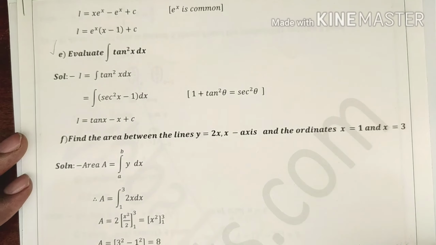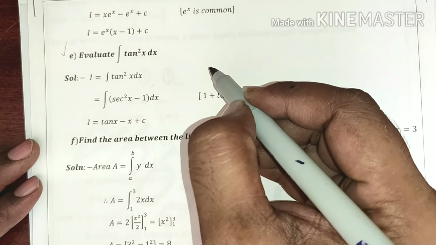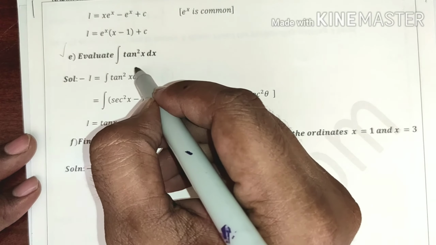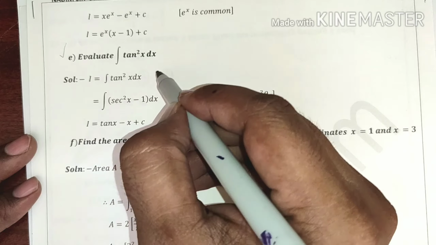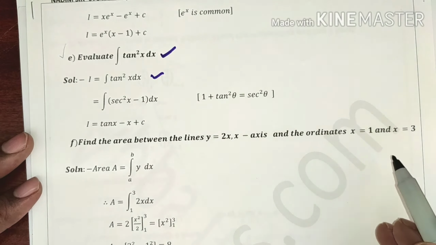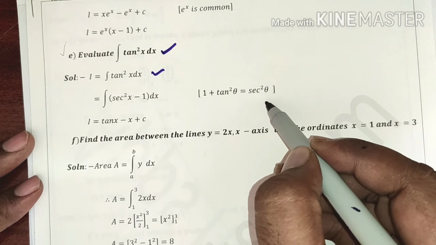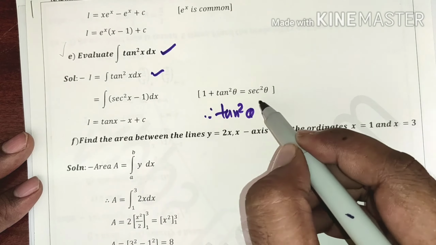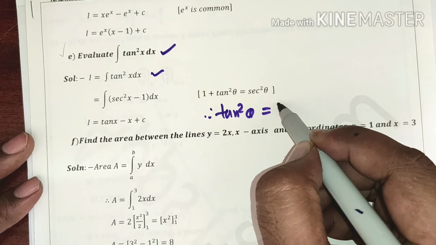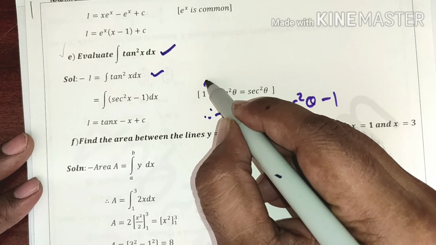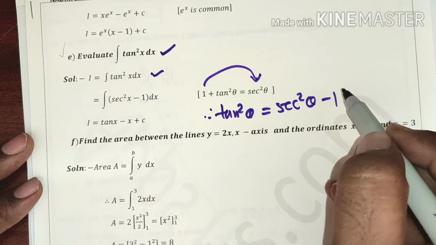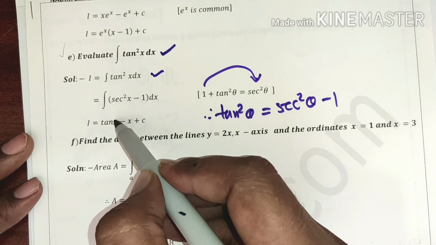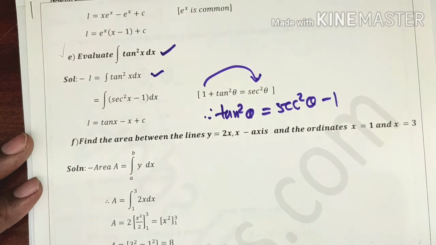Today our topic is integration, and we see examples which are asked for 2 marks. First example is evaluate the integration of tan square x. We write in our solution, see here one of the formulas: 1 plus tan square theta is sec square theta. So tan square theta will be equal to sec square theta minus 1. When 1 goes to this side, it will be negative. So here tan square x becomes sec square x minus 1. And we know that the integration of sec square x is tan x, and the integration of 1 is x.